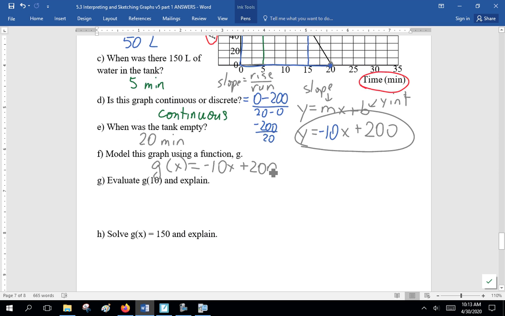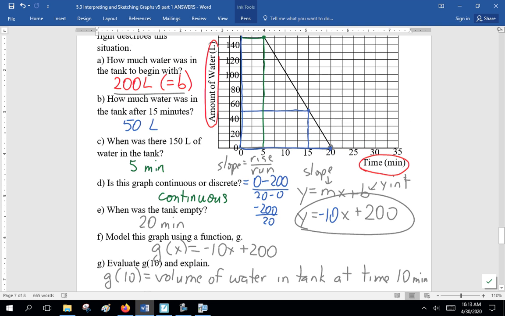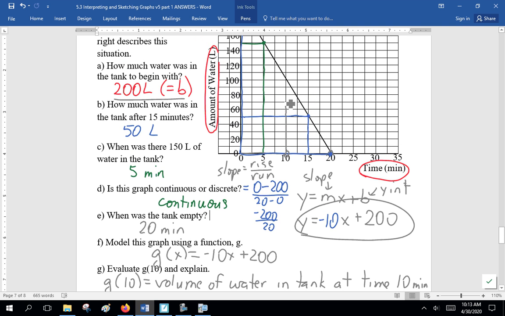G of 10, volume of water in tank at time 10 minutes. So G of 10. Now this I can actually read off the graph. G of 10 is 100.